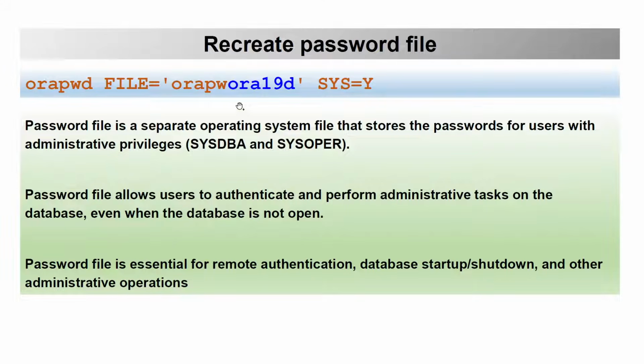That's why this file is only for specific users. It is not for all database users. It's for admin users such as SYSDBA and SYSOPER. This file tells Oracle whether the user who is trying to open the database or do the activity is authorized to do that. So Oracle will read this file first, and that's why even when the database is not open, we can still use this file. The password file is also essential for remote authentication, database startup and shutdown, and other administrative operations.